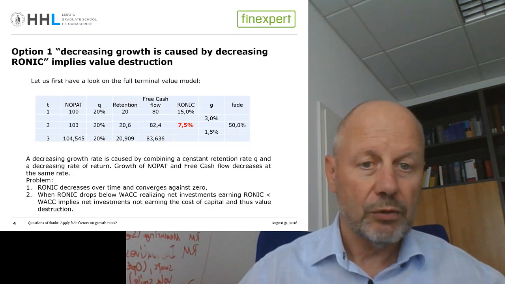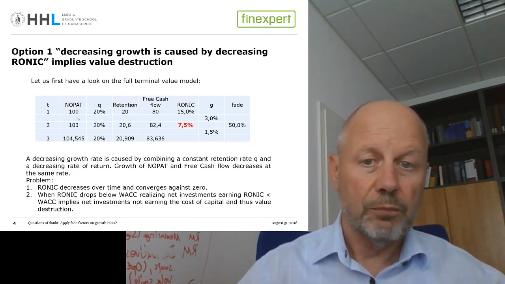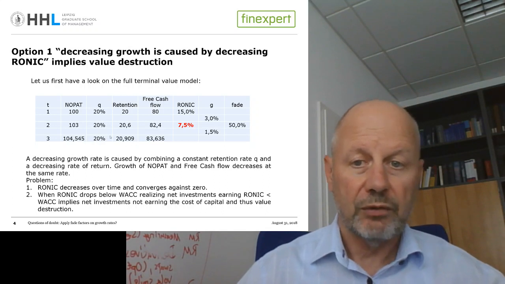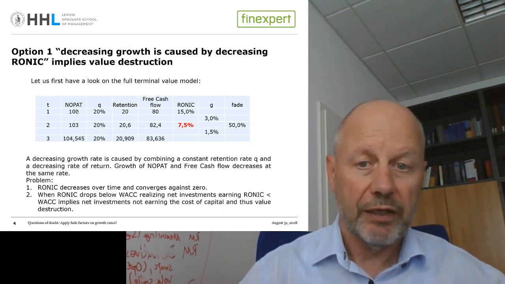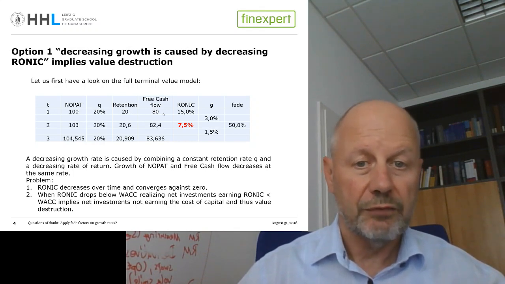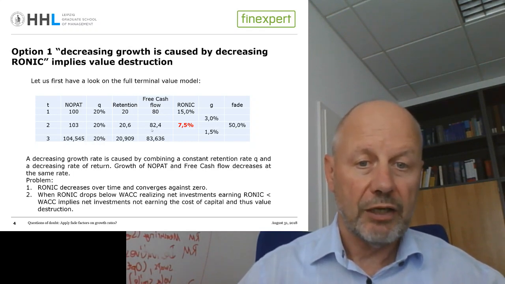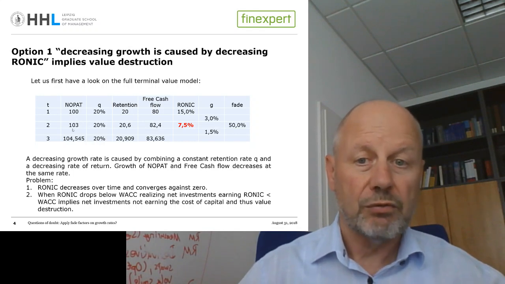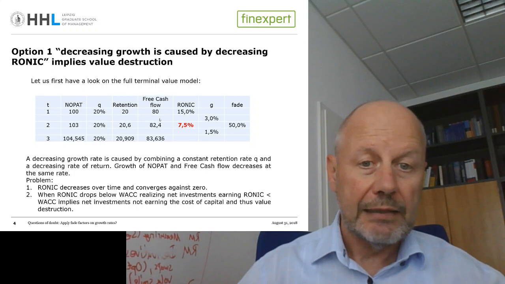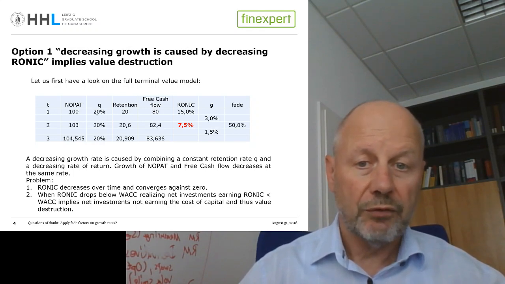calculus. So the first thing is that we set up our full terminal value calculation model, not just looking at the free cash flow, but of course taking NOPAT and retention rate into account. So we start with a NOPAT of 100, a retention rate of 20%, absolute retention is 20, that yields a free cash flow of 80, and in the first year everything is growing by 3%. Our free cash flow is growing by 3%, our NOPAT is growing by 3%, and combining 3% growth with 20% retention yields a RONIC of 15%.